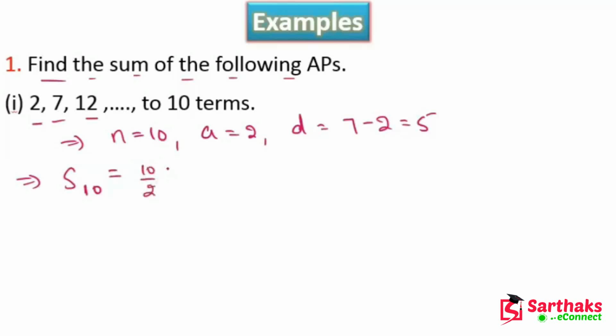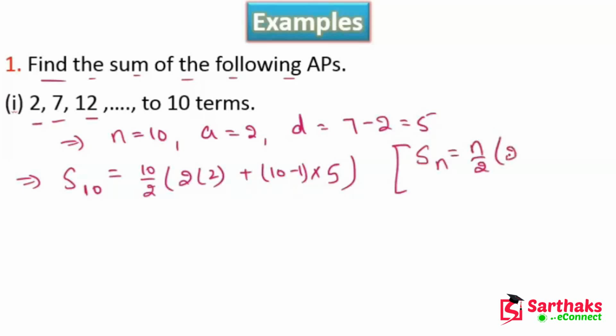10 upon 2, into 2a plus 10 minus 1 into d, which means into 5. So what is the formula? The formula is n upon 2 times 2a plus n minus 1 into d. So this is the formula.